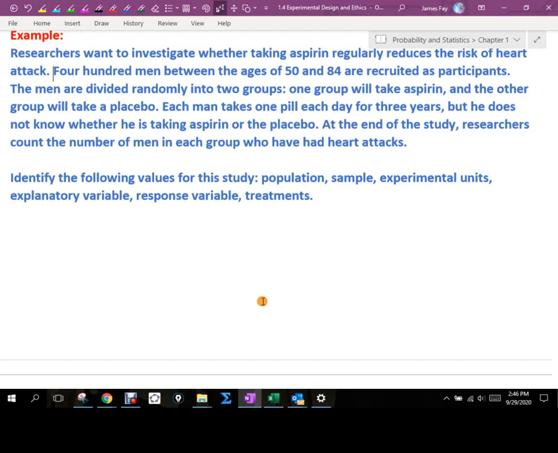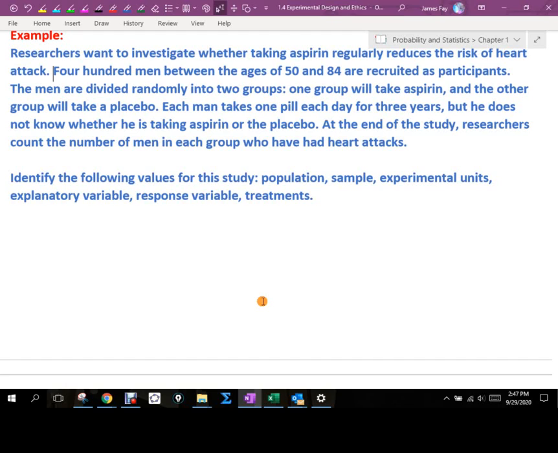Here it says, identify the following values for this study. The population. What group of people are we interested in investigating this thing about aspirin with? 400 men. Okay, be careful. It says 400 men between the ages of 50 and 84 are recruited as participants. So those would probably be my what? That's going to be my sample.